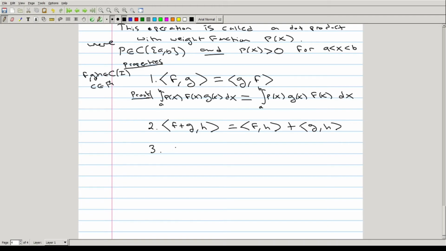For any c, c times the inner product of f and g is going to be the same thing as the inner product of c times f with g, and this is the same thing as the inner product of f with the function c times g.